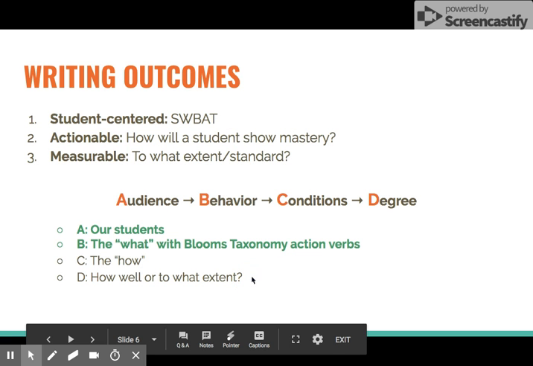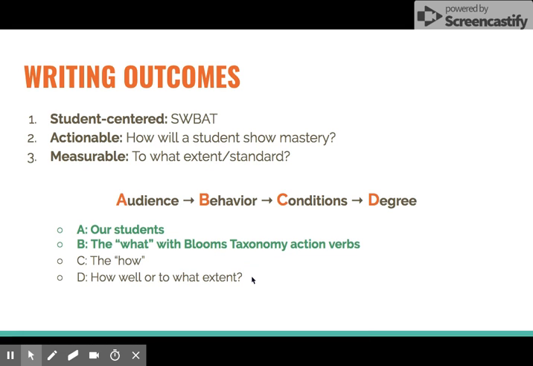So I really liked that the course also gave us a step-by-step on how to write meaningful learning outcomes. So we want to make sure that outcomes are student-centered, actionable, and measurable. Obviously, student-centered means that the language of the outcome is for students, not for us teachers. Making sure it's actionable: how will a student show mastery of this learning outcome? And lastly, measurable: to what extent or standard do they have to have mastered this learning outcome?